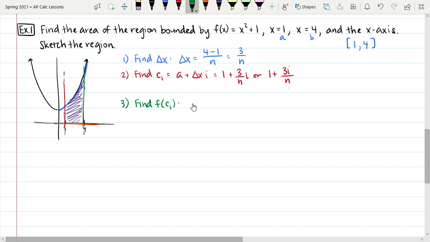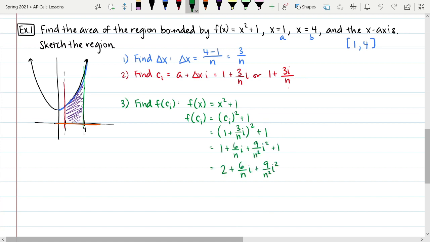Now again, f of x is x squared plus 1. So f of c sub i means that I'm going to replace my x with c sub i, which we just found is 1 plus 3 over n times i. And so now we need to expand this so that we can simplify it. In the interest of time, I'm going to magically make that work appear. So this ends up becoming 2 plus 6 over n i plus 9 over n squared i squared.